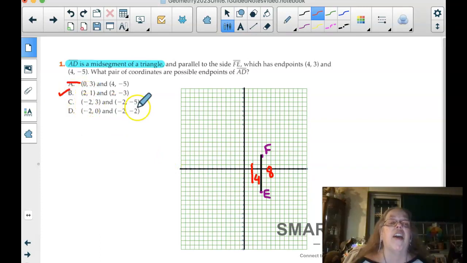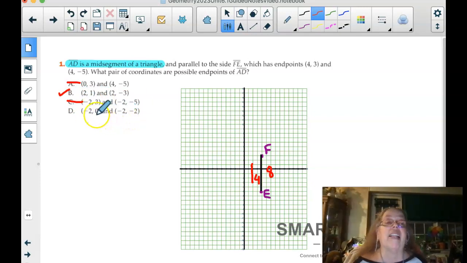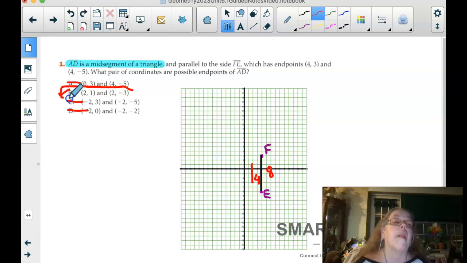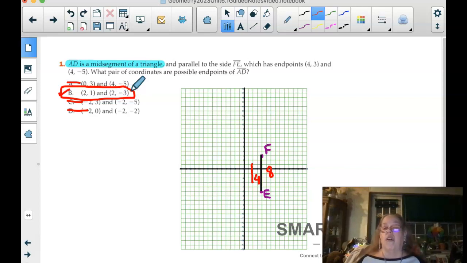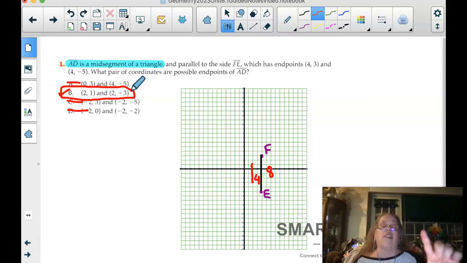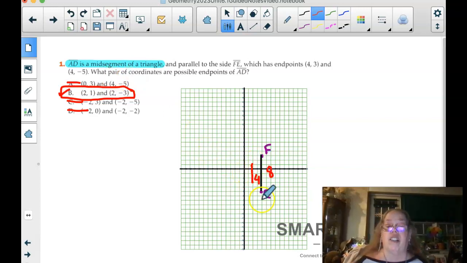Here, the x's are the same, but look at the y's, 3 and -5. That's a distance of 8. So this one's gone. Here, the x's are the same, but that's a distance of 2. So this one's gone. So here are our coordinates. Those aren't necessarily the only coordinates, but those are the coordinates out of those choices that worked. So you see it's a vertical line because this is a vertical line, so they're parallel, and it's half its length. So we're good.